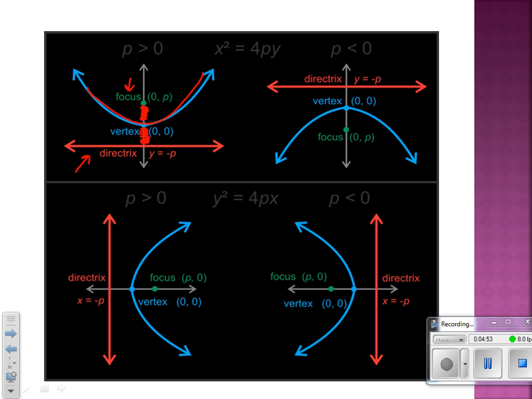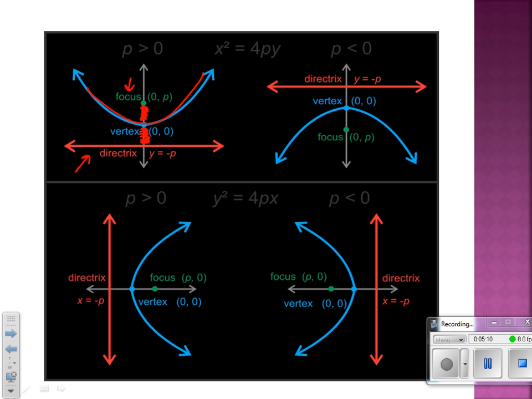Okay, so if we know how far the focus is inside of our parabola, the directrix line is going to be that far behind it. All right, if our parabola is tipped on its side like these ones on the bottom are, those focuses and directrix are still found in the same place.